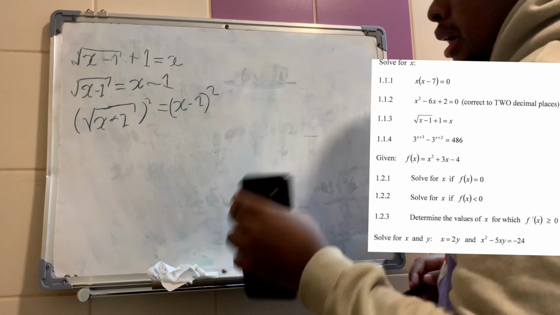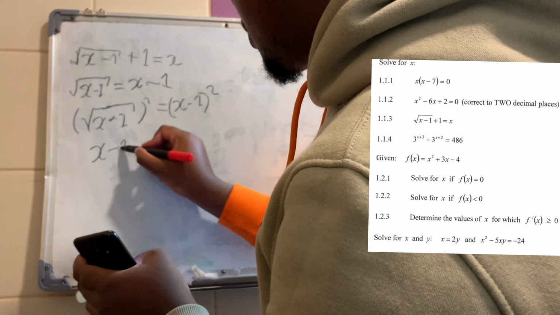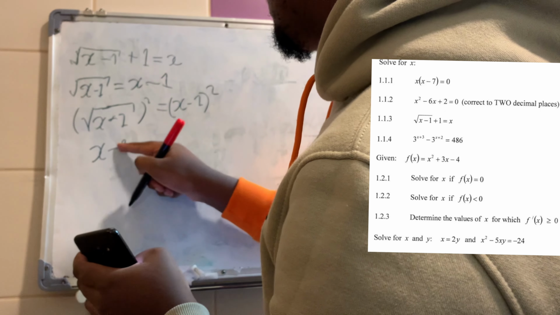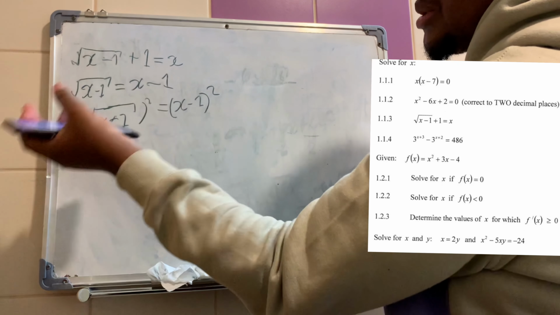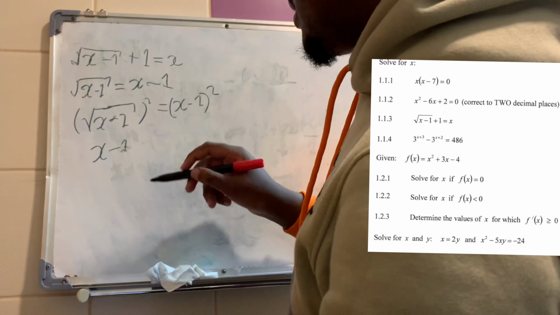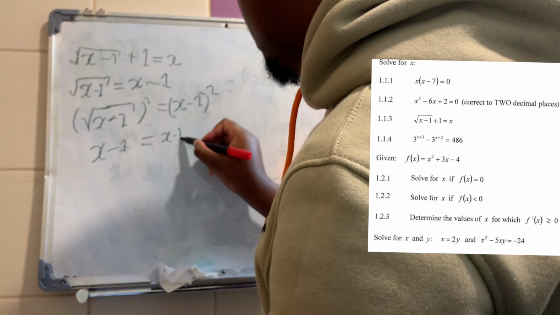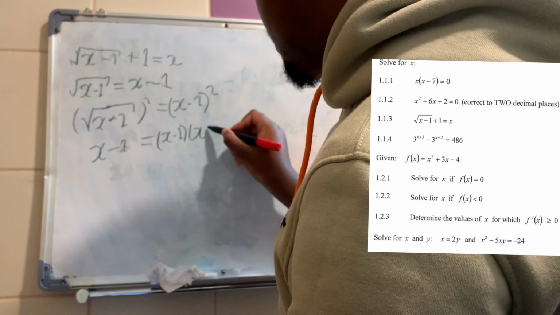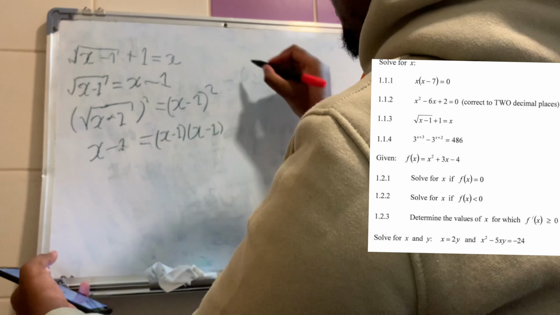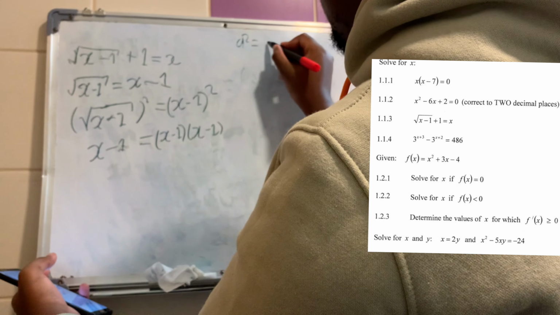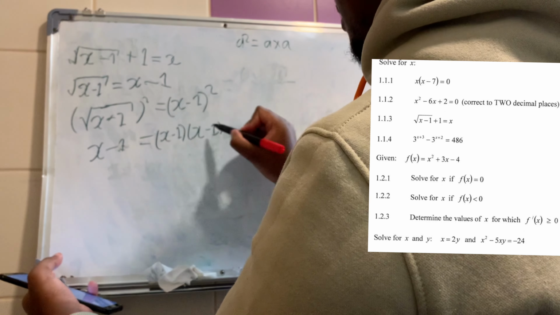Okay. Now on the left you're going to say x minus 1, because the square root and the square cancel. Then this one here is going to be x minus 1 times x minus 1. Everything is squared, so you multiply it by itself. Let's say a squared is equal to a multiplied by a. So it's the same thing.